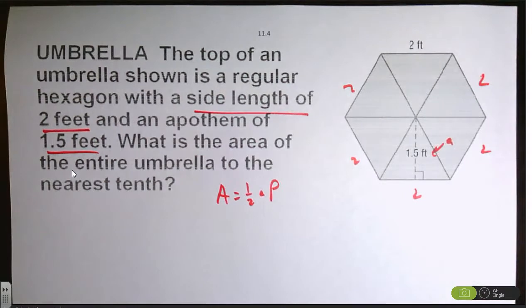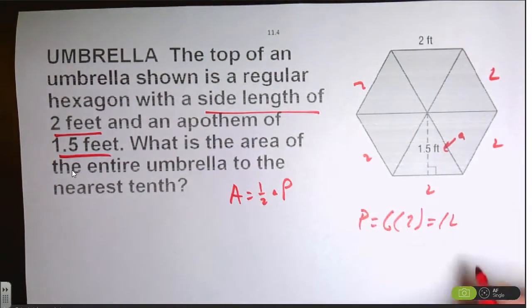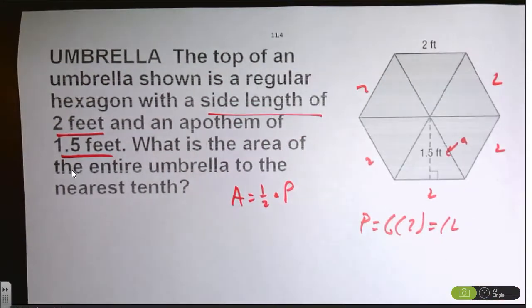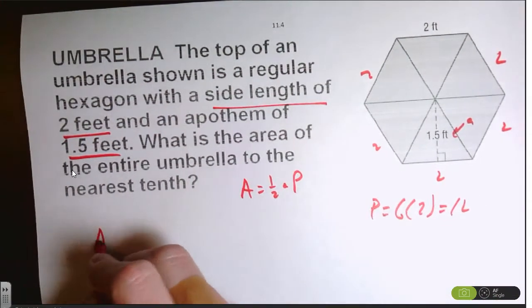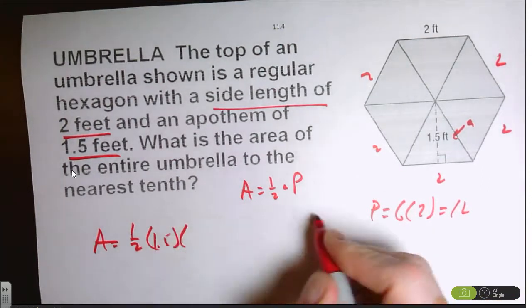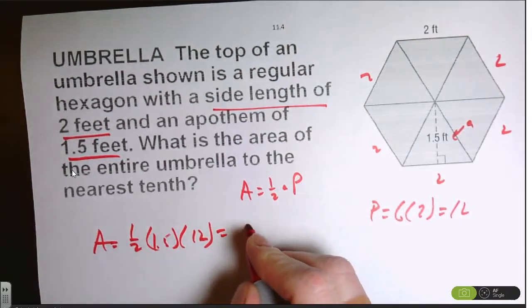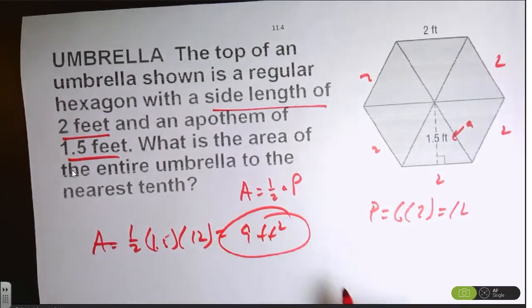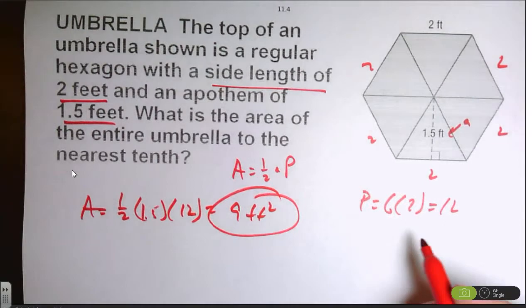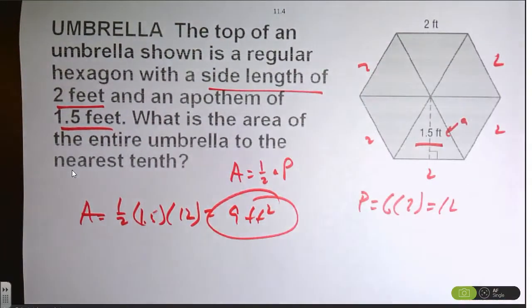Here's the apothem. So perimeter then is going to be 6 times 2, which is 12. Apothem is 1.5. So area equals 1/2 apothem, which is 1.5, times 12. That's 8 times half, so it's 9 square feet. All right. So this is a nice one because it just jumps into how to use the formula. Hey, here's the apothem, find the perimeter, boom, done.